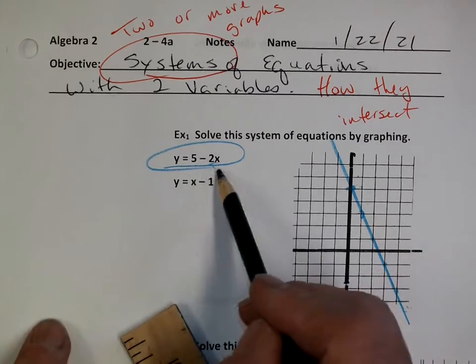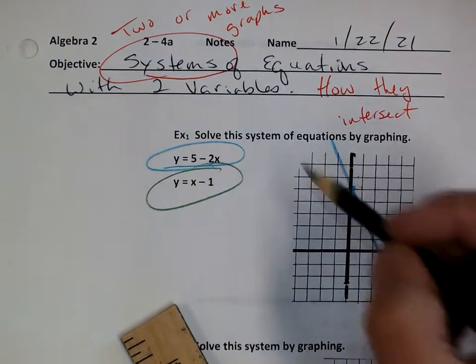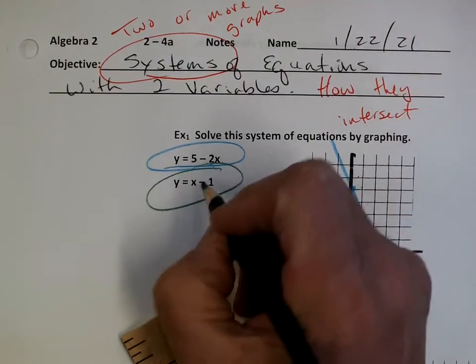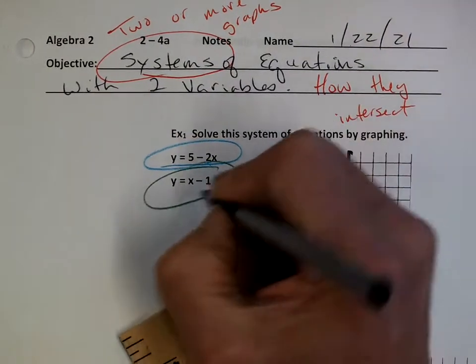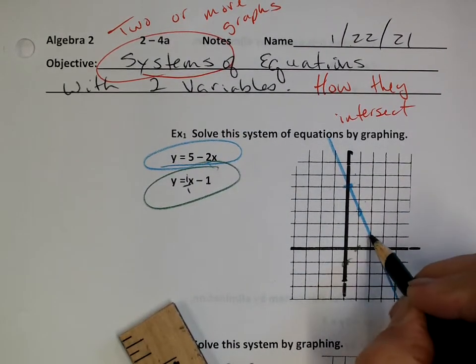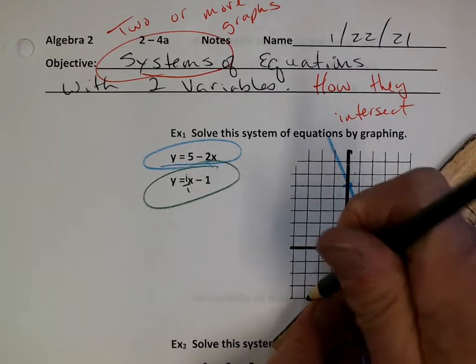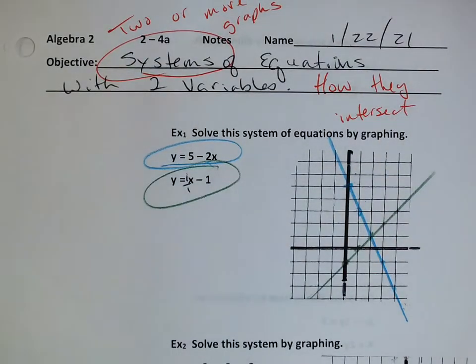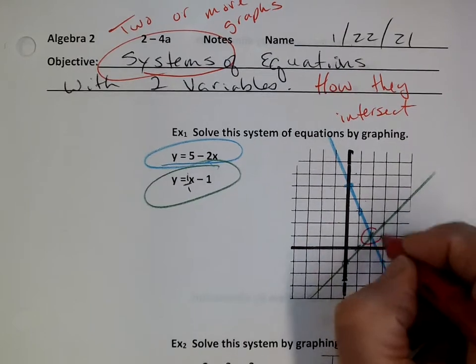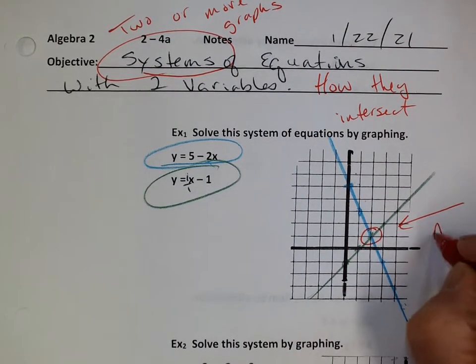Let's graph the second one. I'm going to graph it in green because I like the different colors. So I'm going to start at -1. It has a slope, it's just invisible. 1 over 1, right? So I'm going to go up 1 over 1, up 1 over 1, up 1 over 1, up 1, okay? So this is not the answer. It's just a graph that finds the answer. And the answer is there. The answer is the point. That's my answer, where they intersect.